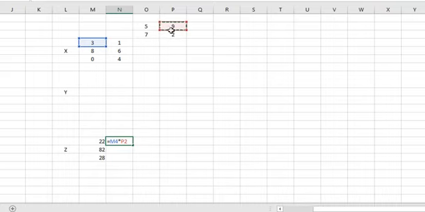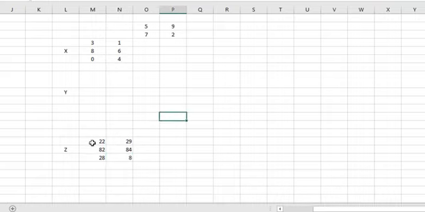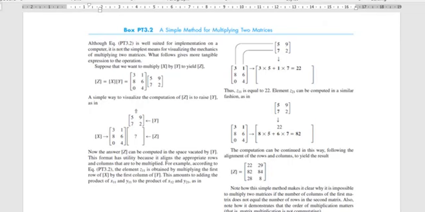times 9. So, what's the second? The second column of matrix Y. So, plus times 2. There. Okay? Until it's the same again. 8 times 9 plus 6 times 2, which equals 84. Then next, 0 times 9, 0 plus 4 times 2, that is equal to 8. So, that's it.